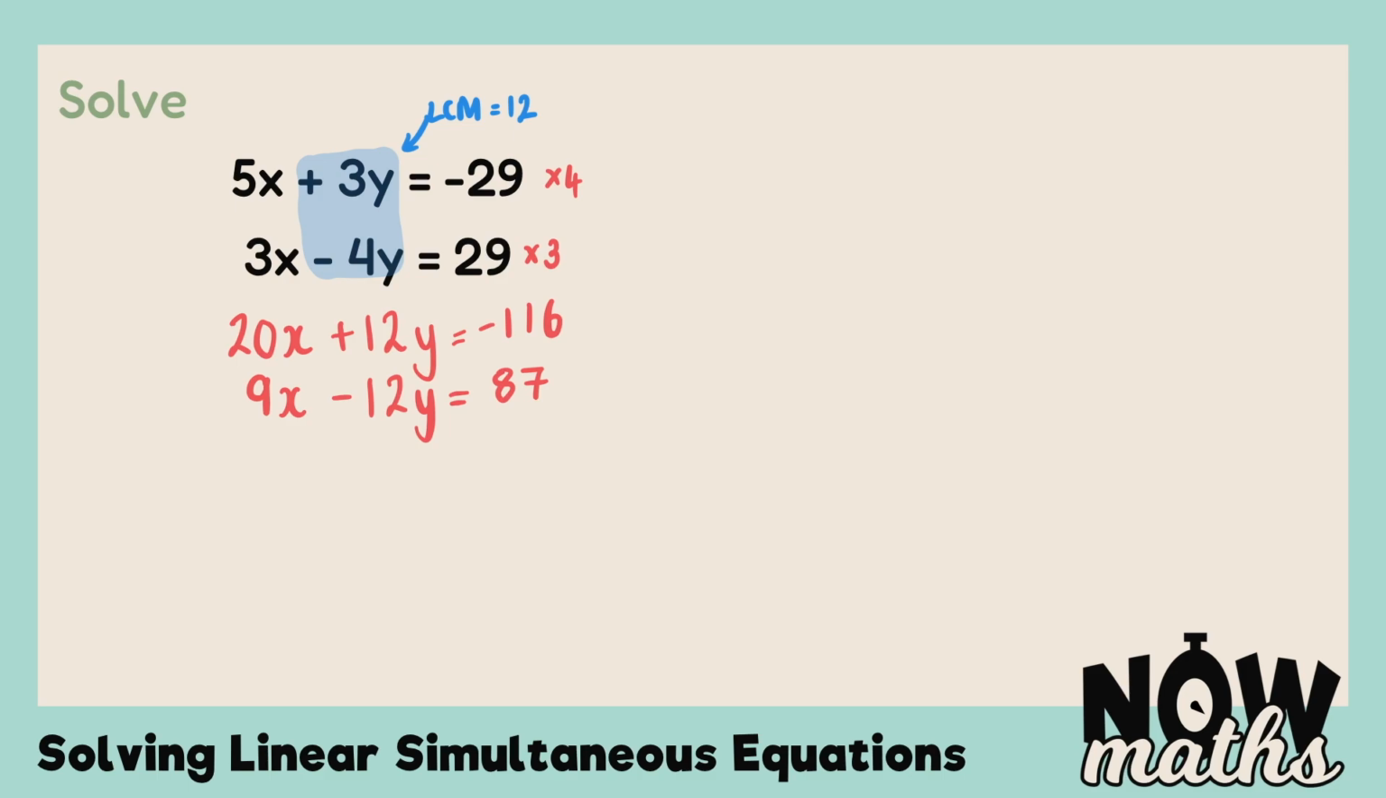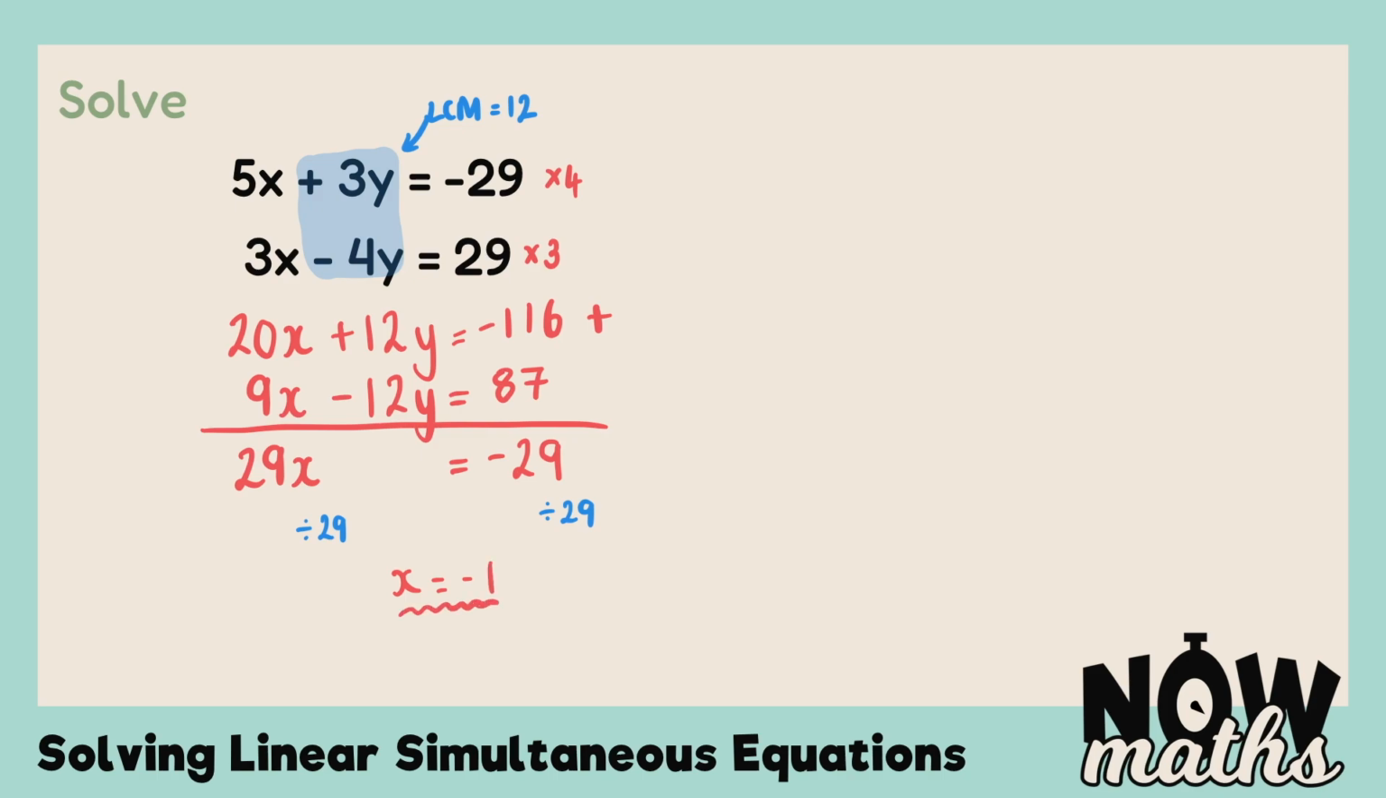Now we have both equations with a 12y, where one is positive and the other is negative. So that means we have to add the two equations together. So 20x add 9x makes 29x. 12y add -12y is 0. And -116 add 87 is -29. And solving this equation by dividing by 29 gives us a solution of x equals -1.